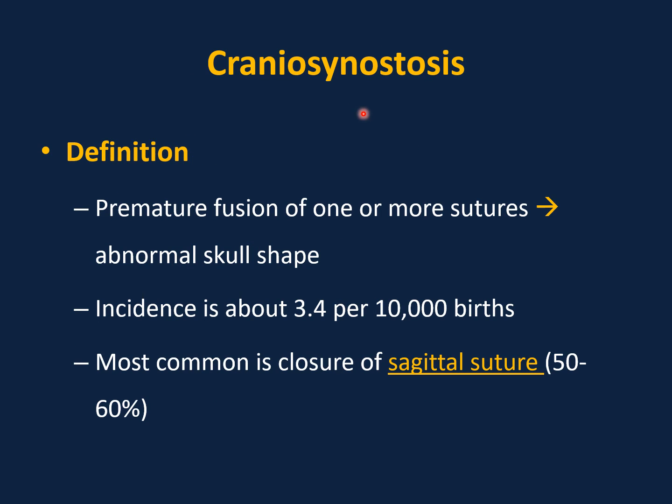What is craniosynostosis? Craniosynostosis is premature fusion of one or more sutures, and this will cause abnormal skull shape. The incidence is about 3.4 per 10,000 births. The most common is premature closure of the sagittal suture. So the premature closure of the sagittal suture is the most common type of craniosynostosis.